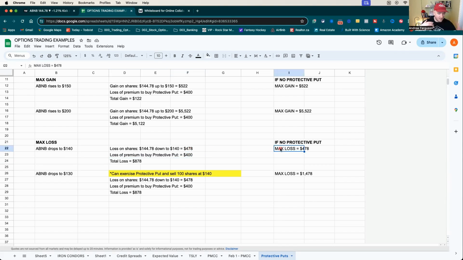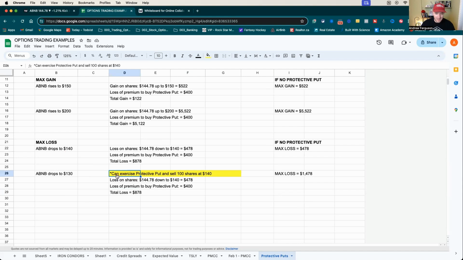So the question may be coming like, why would you do this? Well, it's when it goes beyond the strike price of 140, okay? If Airbnb's stock price drops down to 130 or below, the protective put is going to cap your loss. It's going to cap it at the same 878. If it goes down to 130, anywhere below 140, it's going to be capped at that 878. And I'll show you why in a second.